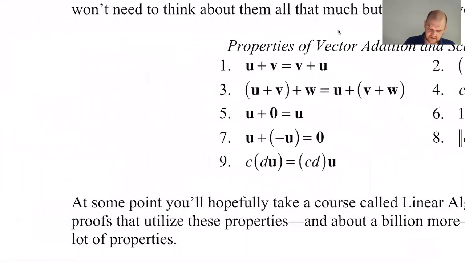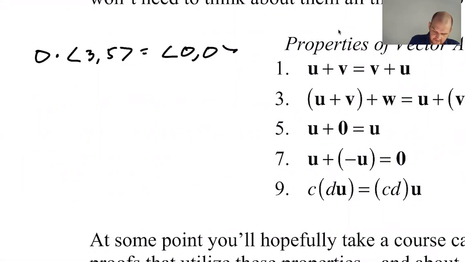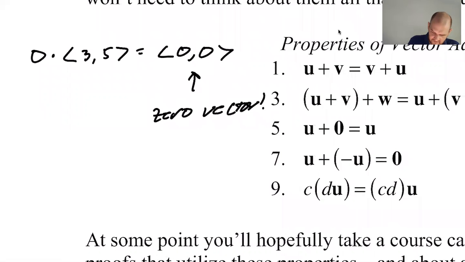One thing that you do need to know is that 0 times the vector (3, 5) is actually the vector (0, 0). This is called the zero vector. So 0 times any vector gives you the zero vector, and the zero vector is written as a 0 with a line over it.